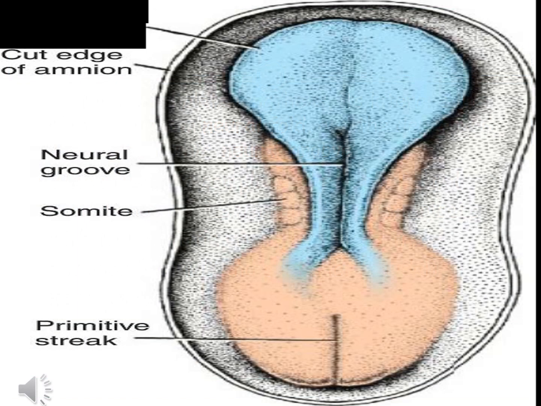This shows how this rod-like structure, the neural rod, is formed, and it will form a tube-like structure. And you can see on each side of this neural plate there is a somite on both sides, and it is open to the amniotic cavity by the anterior neuropore and posterior neuropore.